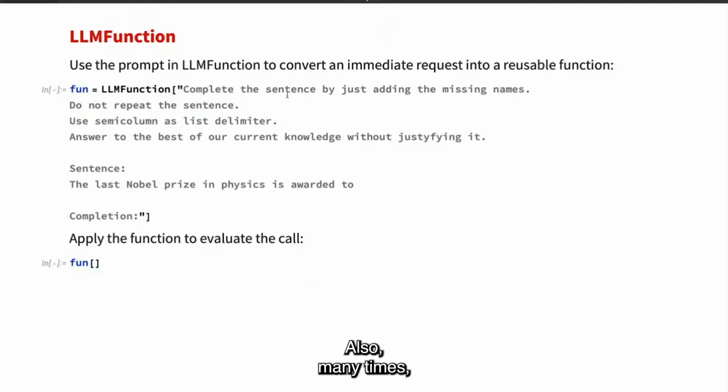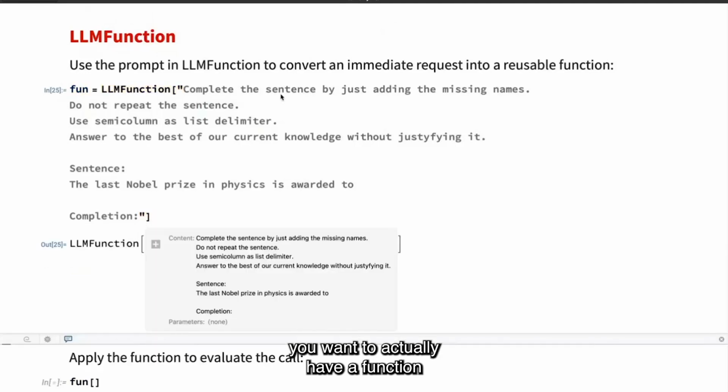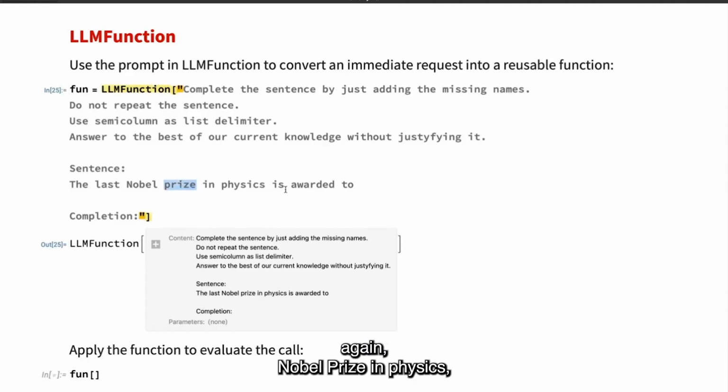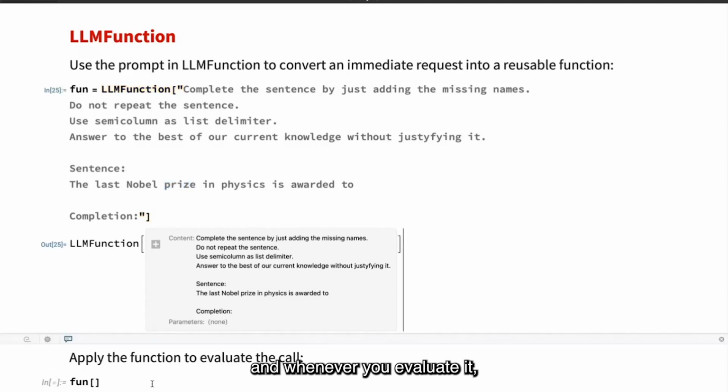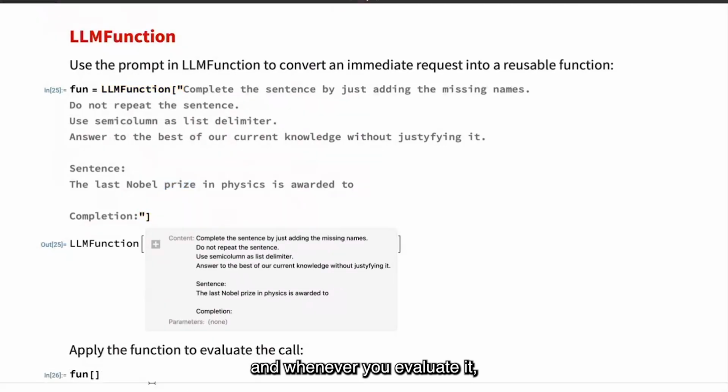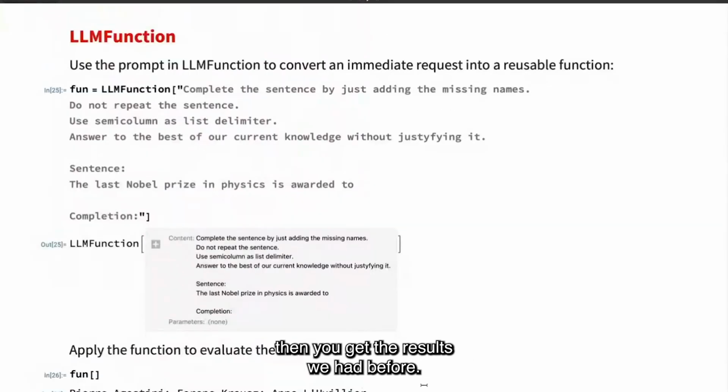Also, many times you want to have a function that you can use in different contexts, and that's what LLMFunction is for. It does exactly the same thing as LLMSynthesize, but it doesn't evaluate directly. It just provides you with a function object. Here is a prompt, again, Nobel Prize in physics. And whenever you evaluate it, you get the results we had before.